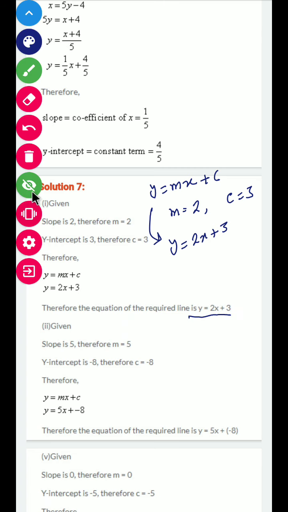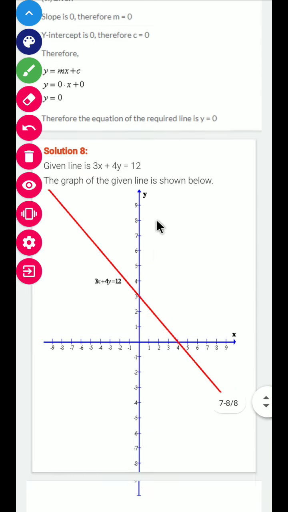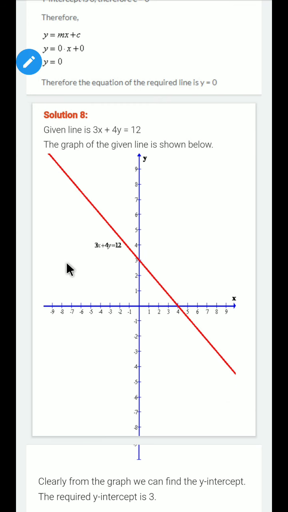Now go to question number 8. Question number 8 is given here. Draw the line 3x plus 4y equals 12 on the graph paper. From the graph paper, read the y-intercept of the line. So what to do? Firstly you have to draw this line. You can easily draw the line because we already learned in our previous exercise how to draw a straight line. Firstly draw this line, then from here you have to find the y-intercept.